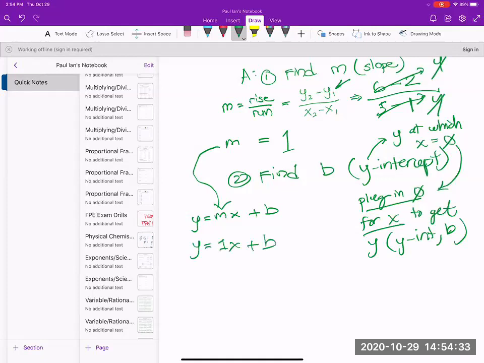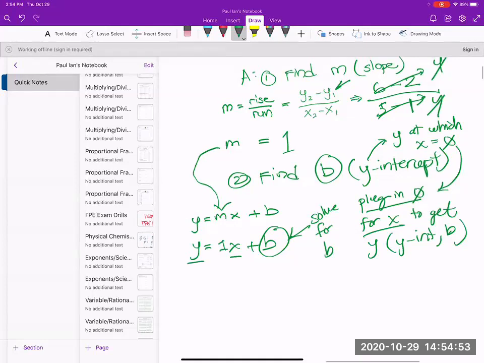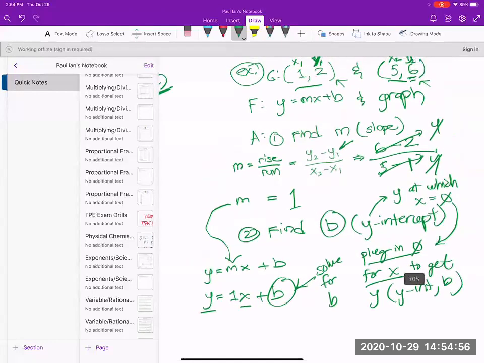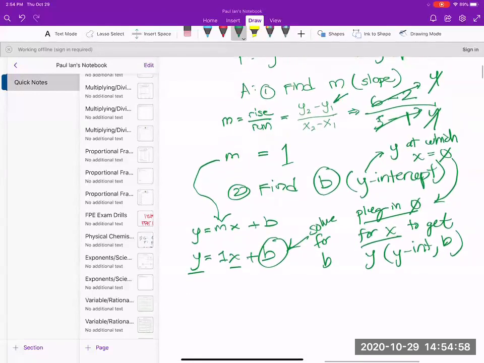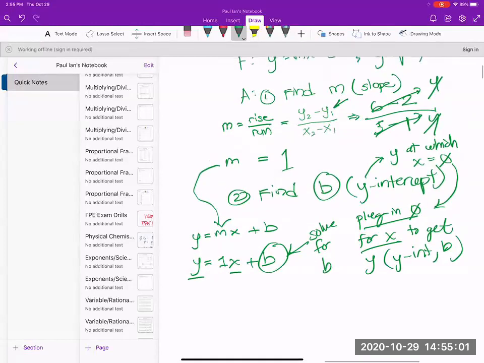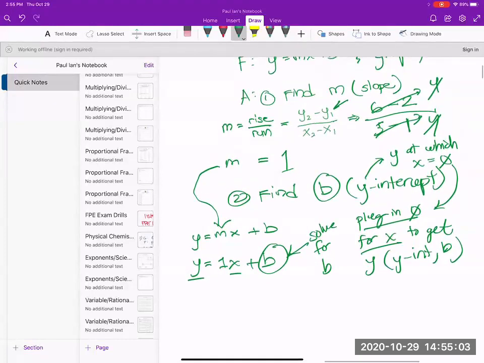So you're almost kind of done. You have 1x plus b. And this b is the same b that you have to solve for. But you have y and x here, right? So what do you do with that one? Divide by 1 on both sides. What I would usually do is plug in 0 for x.